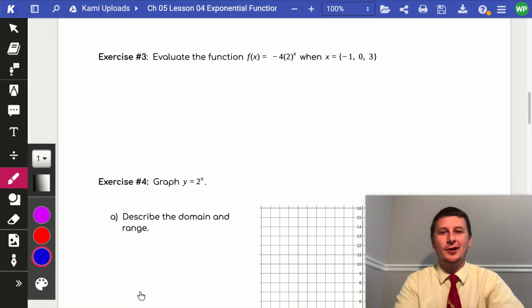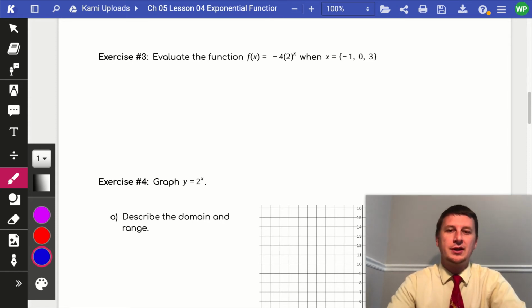You, Algebra 1. And in this video, we're going to continue on our lesson of exponential functions, where we're looking at exercise number 3 that says, evaluate the function f of x is equal to negative 4 times 2 to the x when x equals negative 1, 0, and 3.